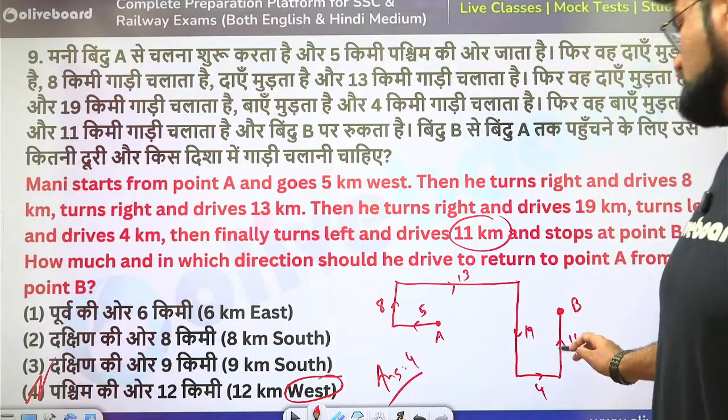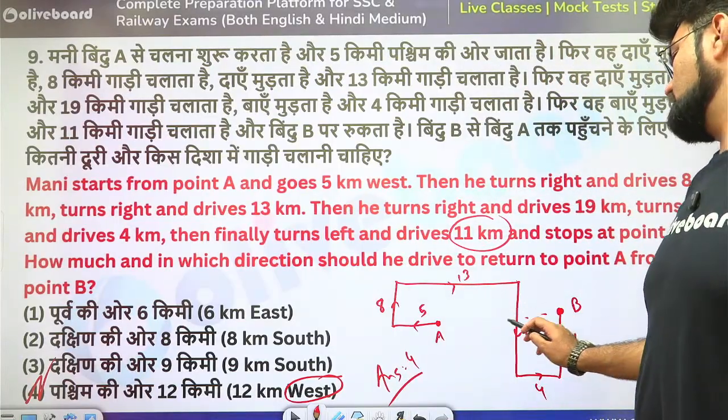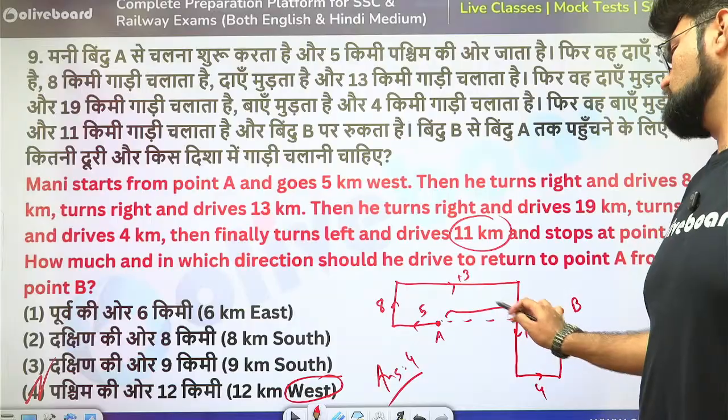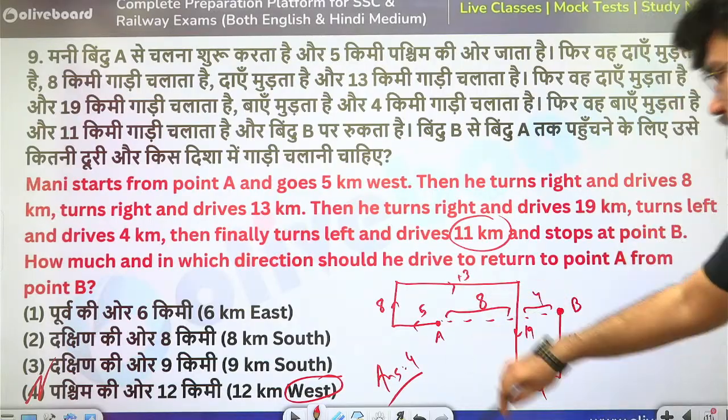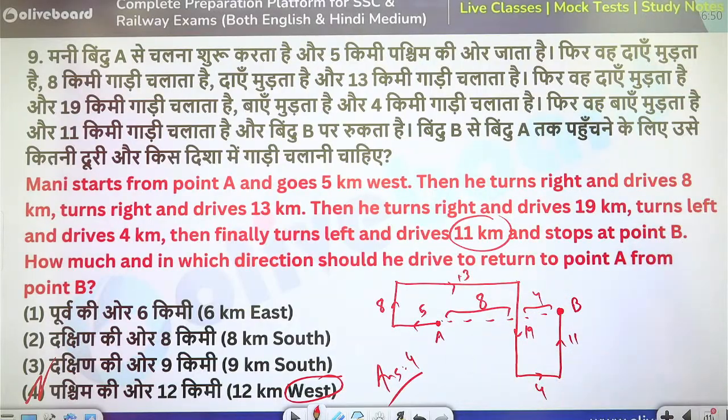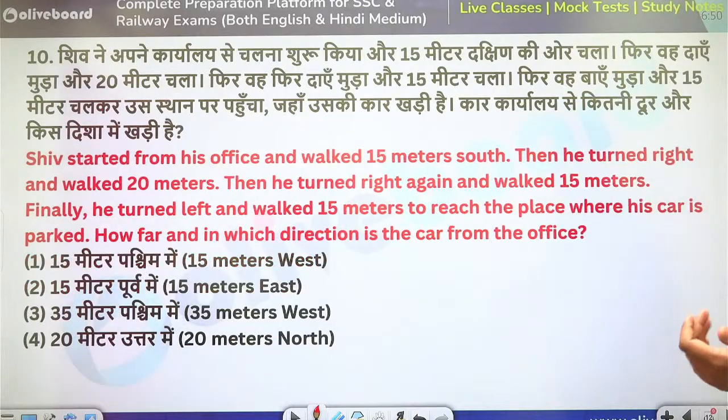Okay. Of course he's driving 4 plus 8. 13 minus 5 is 8, no? So this much is 8, this much is 4. So he's driving 12 kilometers west, but we did not need the distance. We had the direction which gave us the quicker answer. Next.